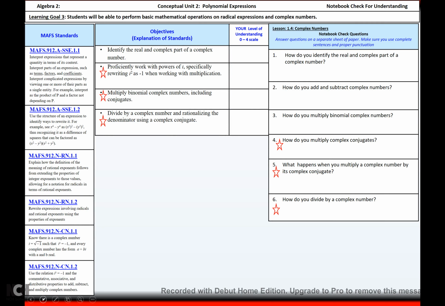Okay? So how do you multiply complex conjugates? We already answered that. You distribute. What happens when you multiply a complex number by its complex conjugate? You get a real number. No more i's. How do you divide by a complex number? You don't. You multiply the top and the bottom by the conjugate of the bottom.